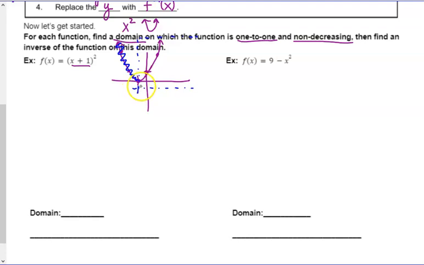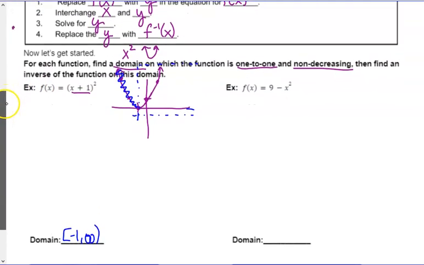Well, this is at -1, so I want everything that's larger than -1, making my domain from -1 to infinity in interval notation. And now we have the chance to go ahead and find what that inverse is. So let's follow those 4 steps right above.